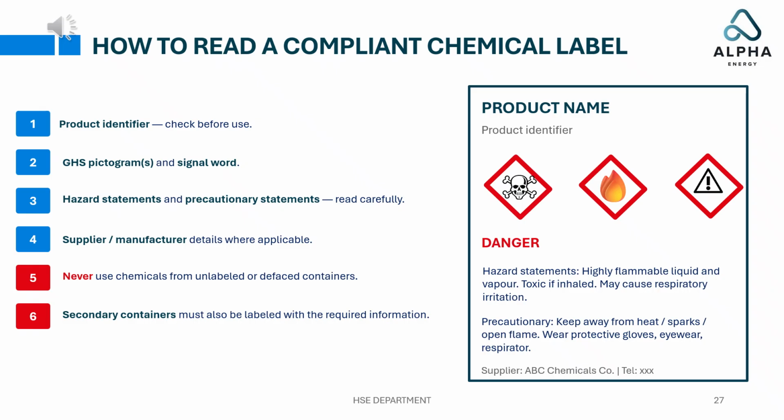Fifth, never use chemicals from unlabeled or defaced containers. If you can't read the label, you don't know what you're dealing with. And sixth, secondary containers must also be labeled with the required information. If you transfer a chemical to a smaller container, that container needs to have a proper label too.